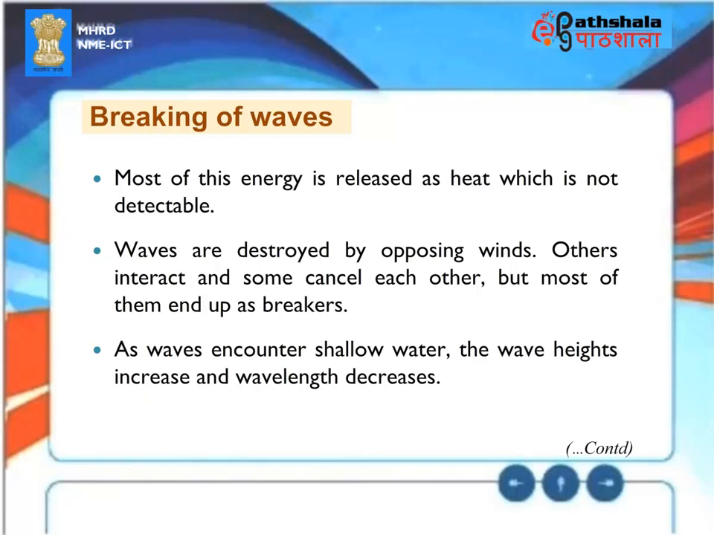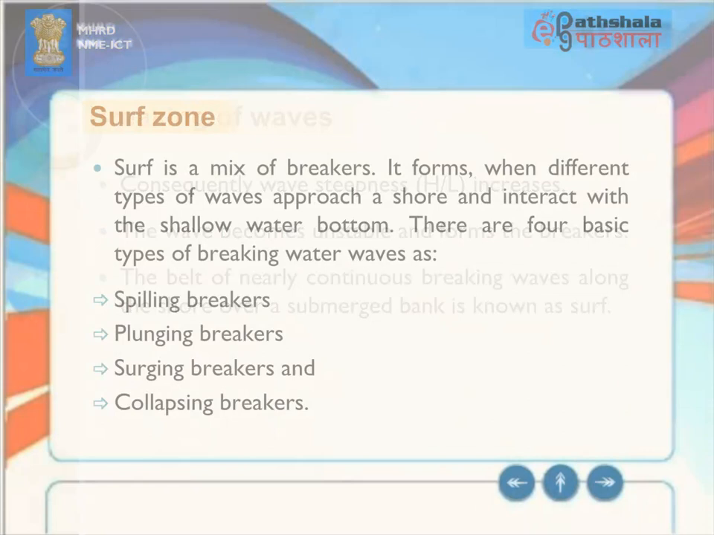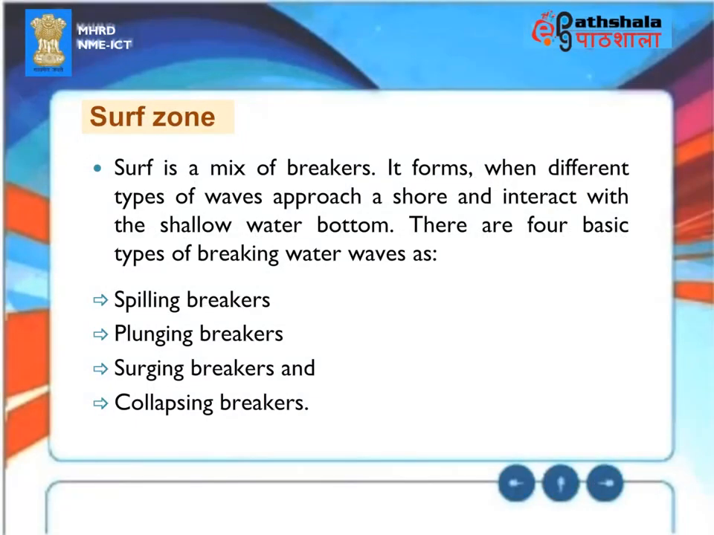As waves encounter shallow water, the wave height increases and wavelength decreases. Consequently, wave steepness, H by L, increases. The wave becomes unstable and forms breakers. The belt of nearly continuous breaking waves along the shore over a submerged bank is known as surf. Surf zone. Surf is a mix of breakers. It forms when different types of waves approach a shore and interact with the shallow water bottom. There are four basic types of breaking water waves: spilling breakers, plunging breakers, surging breakers, and collapsing breakers.